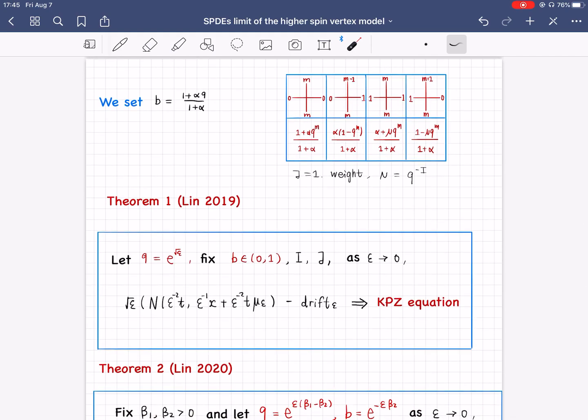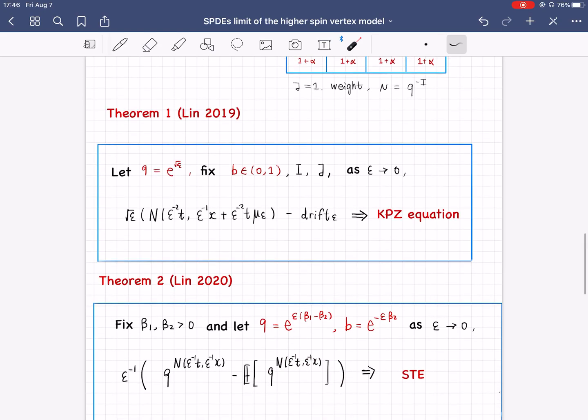Recall that our model depends on 4 parameters, alpha, q, I, and j, and we set b to be (1 plus alpha q) divided by (1 plus alpha). We first look at the model on the upper half plane, and we tune our q parameter to be 1, while we fix b to be something between 0 and 1, as well as our spin parameters. Then if we apply the parabolic scaling of the height function, we show it converges to the KPZ equation. So this is the first result. It corresponds to weakly asymmetric scaling for our model.